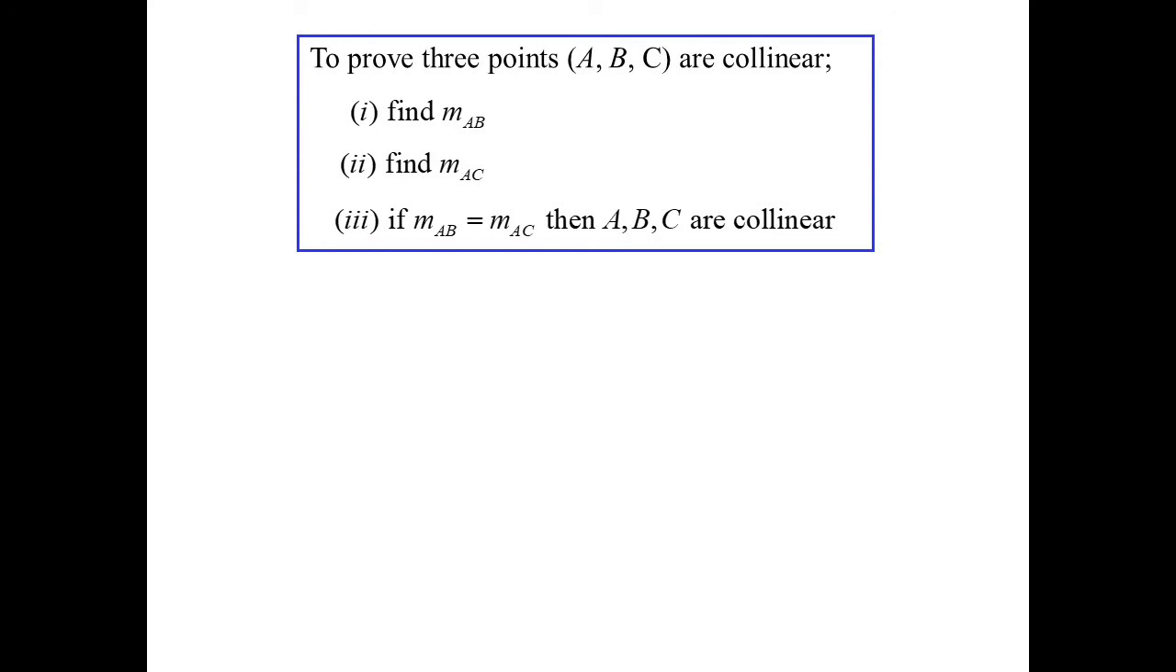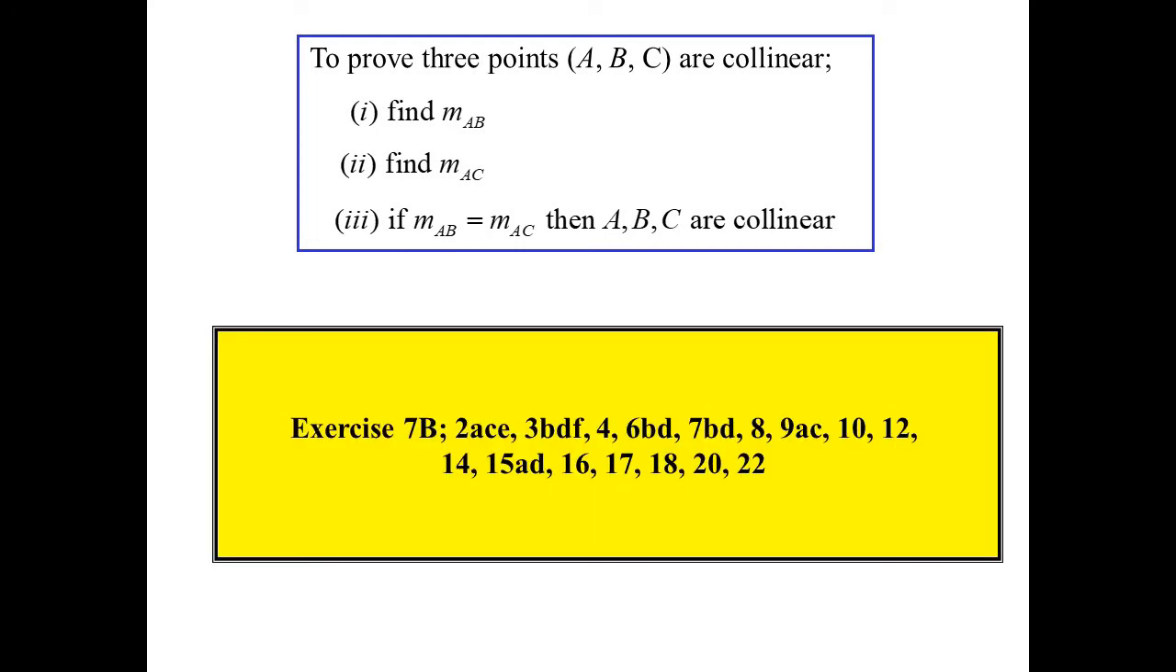Reasoning. Well, if they're equal, we know they're parallel. But they both contain the point A. Well, how can they be parallel and both contain the same point? Because parallel lines don't meet. Therefore, they've got to be the same line. So the 3 points are collinear. Okay, that's 7B.